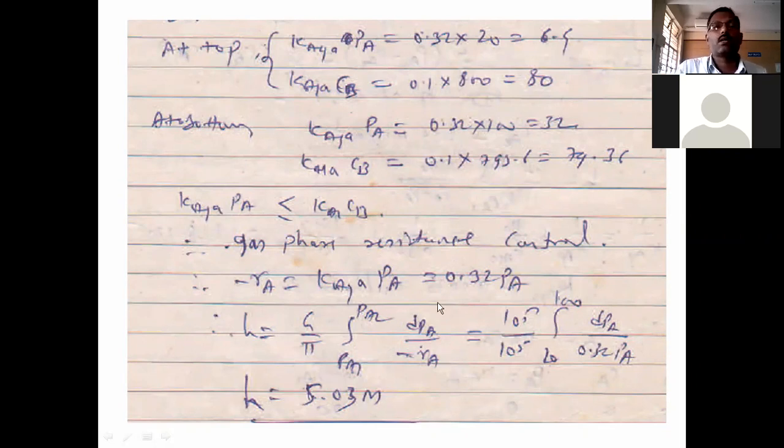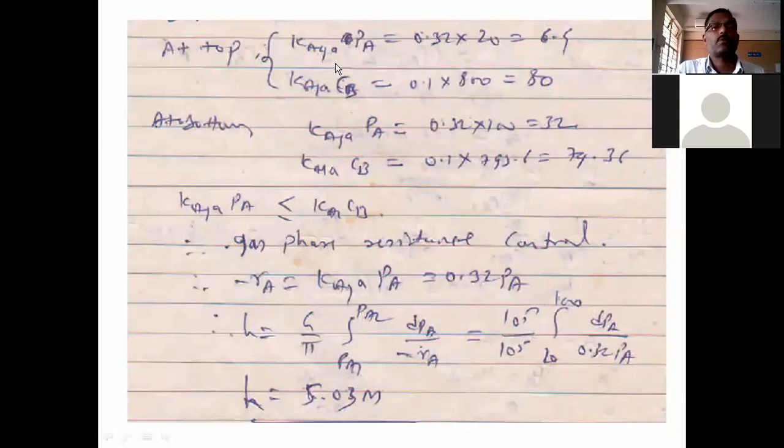Now see, this is the important thing. The previous problem was only straight mass transfer. Now this problem is mass transfer with chemical reaction, which means reactant B is there and its concentration is given. Then you check the condition, whether it is gas film resistance control or liquid film resistance control, at the top and at the bottom, both sides.